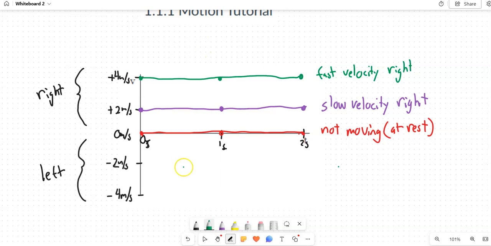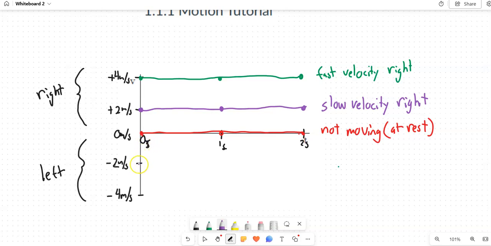Okay, so any lines above the 0 line, those are lines moving to the right. And if the line is further away from that horizontal axis, that means it's traveling faster. Okay, again, purple in my case represents slow.